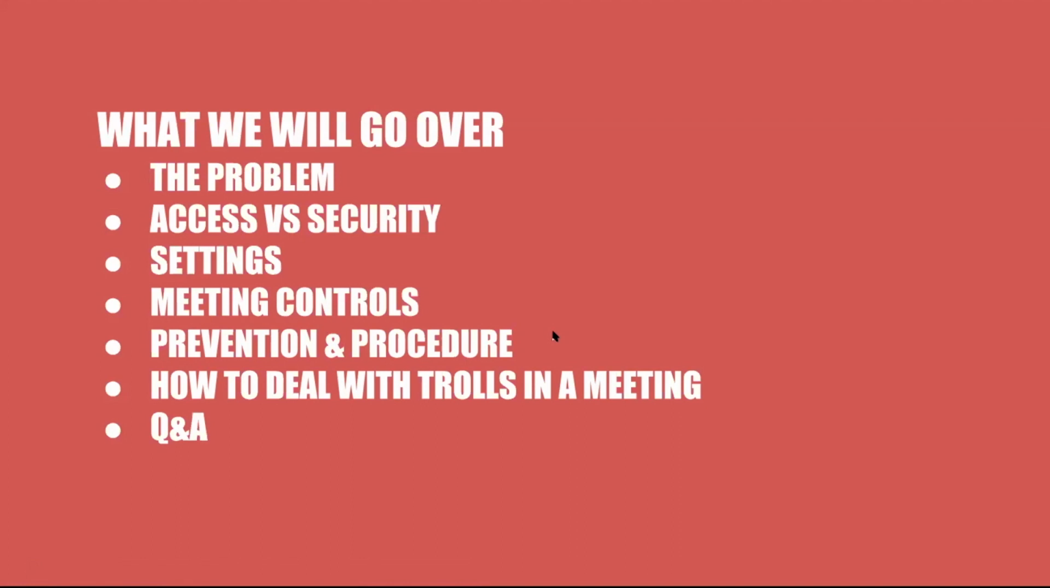We're going to be going over prevention versus procedure. There are different things that you can do ahead of time, which have to do with the settings and everything else, so you can be well aware of what you need to do. And then also have procedures in place for your actual meeting itself. We're also going to go over how to deal with trolls in the meeting. And then we're going to do a short Q&A after that.